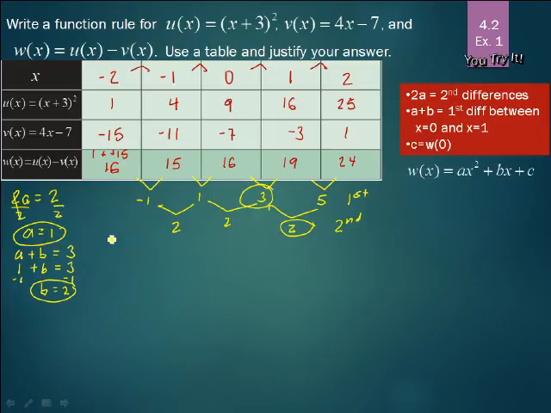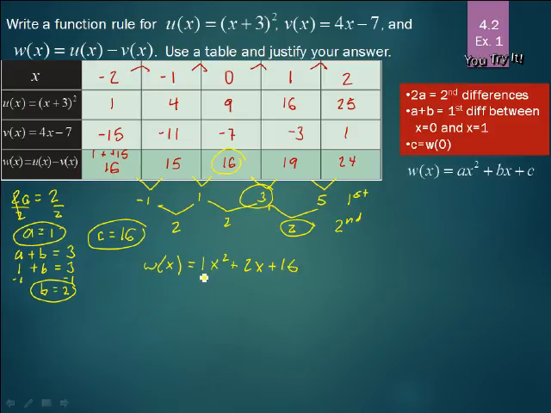And then lastly, c will equal w of 0. So w of 0 is 16. So we can just plug that into our equation. So we know w of x equals 1x squared plus 2x plus 16. And we don't need to put the 1 in front as a coefficient.